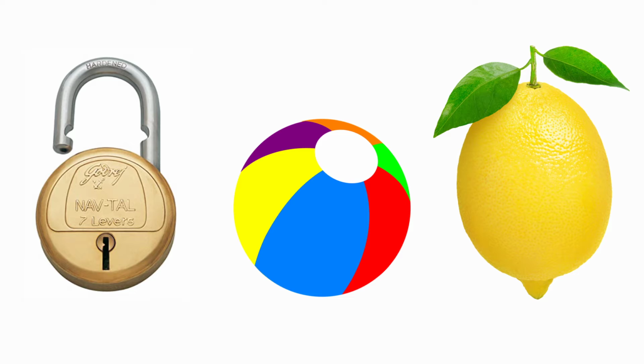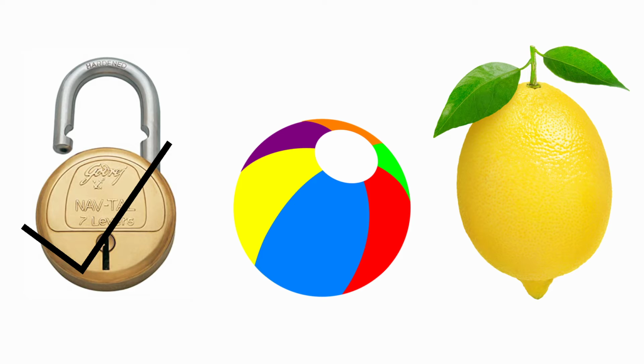First one is lock. The beginning sound of the picture lock is L. And the sound of the letter L is L. The sound of the letter L and the beginning sound of the picture lock are same. So, we are going to tick the picture lock.